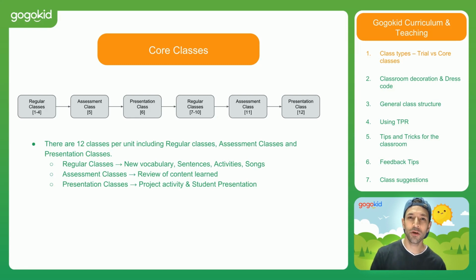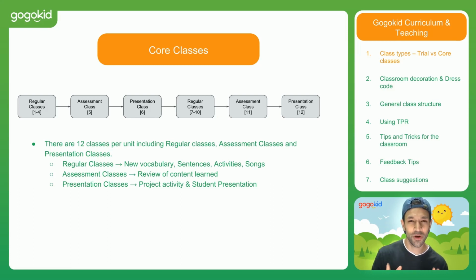So, in a regular core class unit, there are 12 classes: 8 regular classes, 2 assessment classes, and 2 presentations. In the regular classes, we learn some new content, some new vocabulary and sentences, we go through some songs, and we do some activities with the students. In the assessment classes, we review the content that they've learned thus far. And in the presentation classes, we make something with the student. We do a project with the student, and then at the end of the class, they present this to us, and they say a few sentences about it.